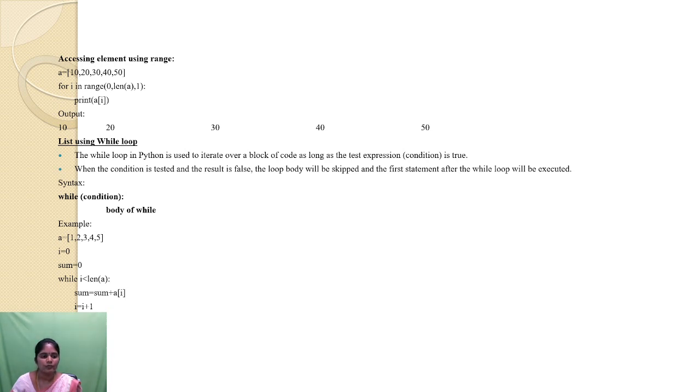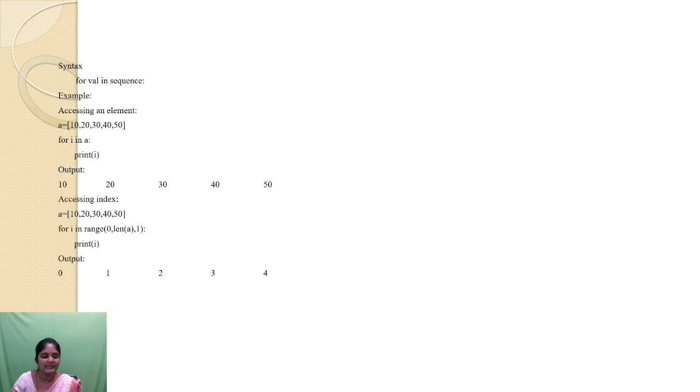Next, how to access the elements using a range value. Before that, we have explained the same concept, but slightly different. Let's say we are given a list A of elements, for I in range of 0 to len of A. Before that, we only produce the index values, with the help of the for loop accessing the index value.